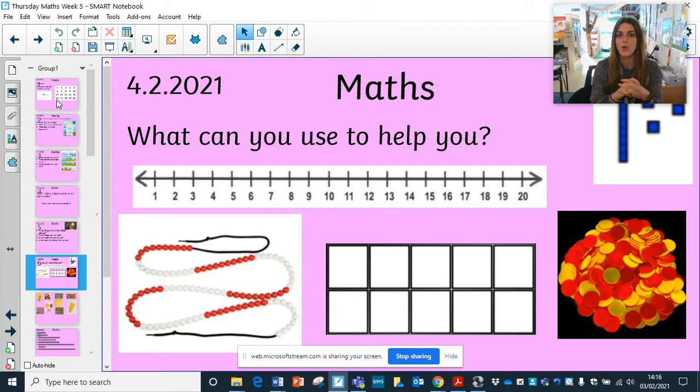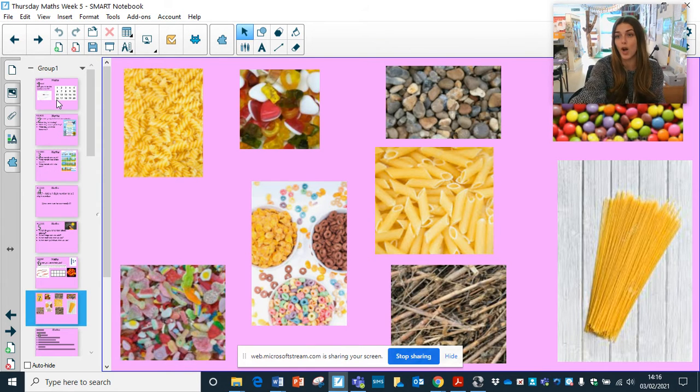So the next question is, what can you use to help you? There are some objects there to support you: jottings, counters, tens frames, bead strings, number lines, blank number lines. All of those are really good resources and manipulatives that you can use to support you. Obviously, some of these are things that we use at school. If you haven't got access to those, be creative, think on your feet, and use some objects you can find around your home.